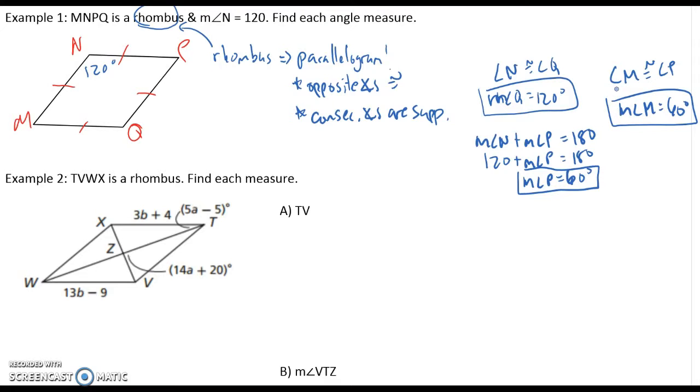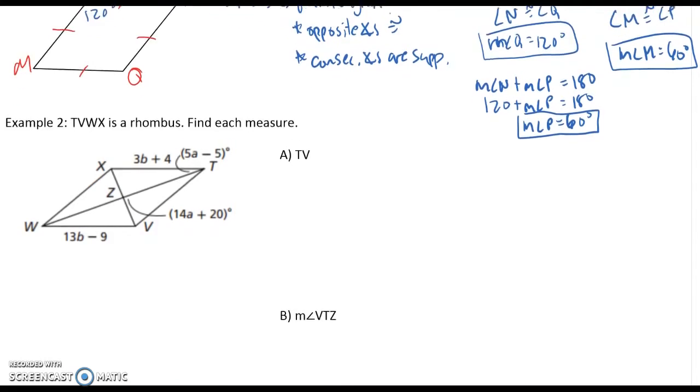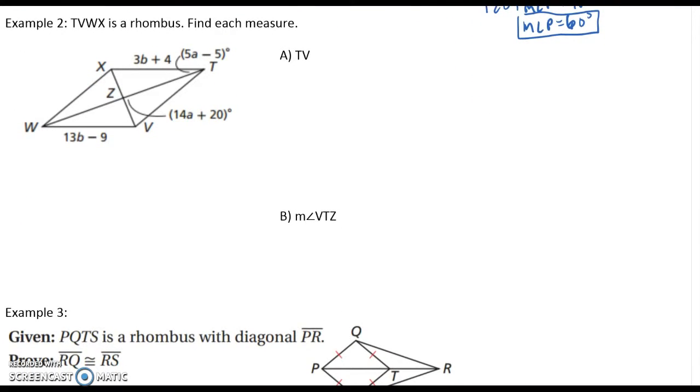Okay, let's take a look at example 2. TVWX is a rhombus, so we know all four sides are congruent. Let's find each measure. So how do I find TV? If you notice, I'm not given anything about TV. I'm given information about TX and WV. But what did I just say about rhombuses? What do you know about rhombuses and their sides?